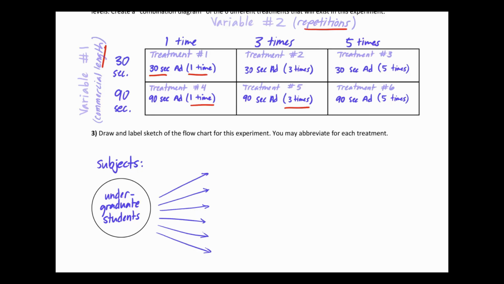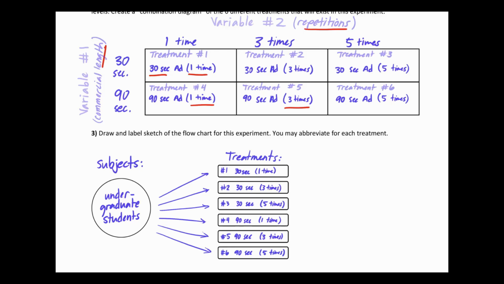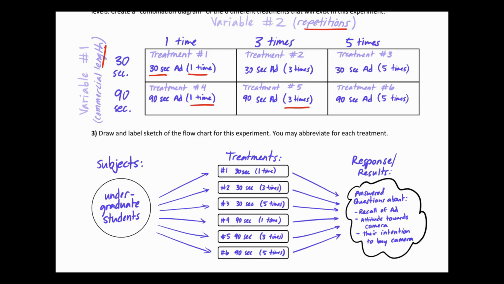The second thing, where are they going? What are they having to go through? And we have 6 different treatments. So we'll block that in. Treatment number 1, 30 seconds one time, all the way out to treatment number 6, 90-second advertisements 5 times. That just comes from our combination diagram up above. We take all of that information, and those groups come back, and we collect their data about how they felt.